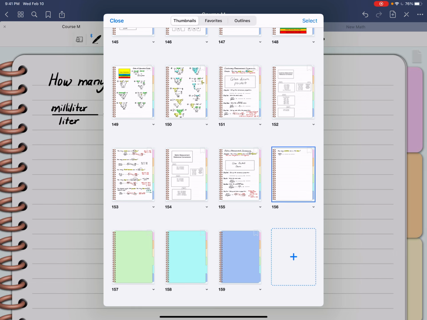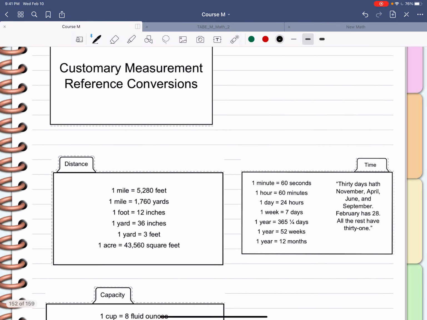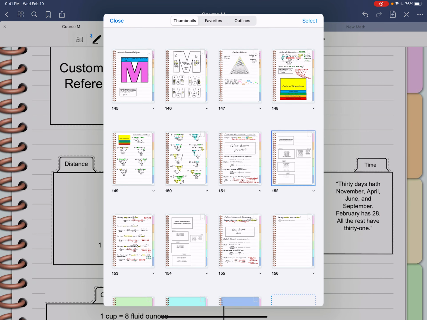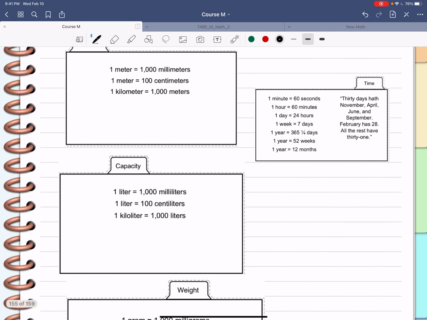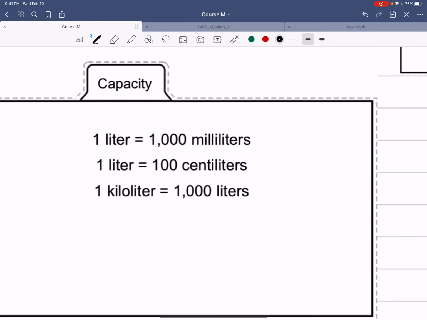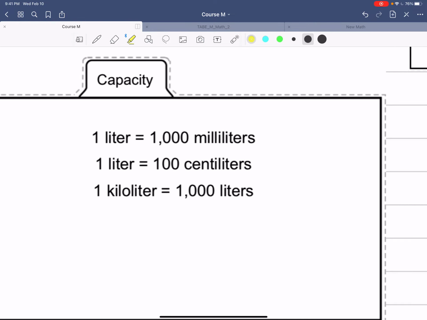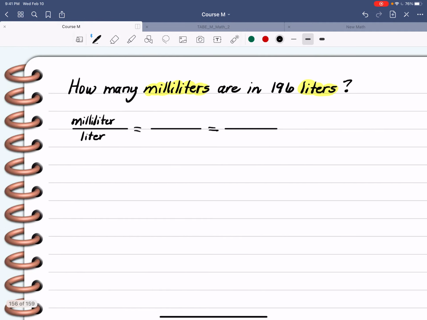Let me move that one page over so I don't have to flip so far. That's not what I wanted. Sorry. Let's move this one page over. Liters, that's capacity. And we are comparing liters and milliliters. So we want this one. 1 liter, 1,000 milliliters. And then I get the number that I need, which is the 196. That goes on the liters row.